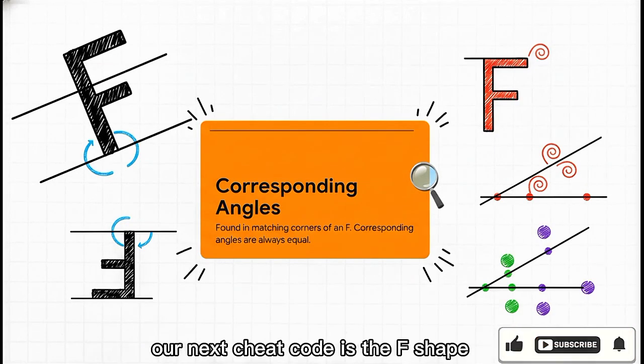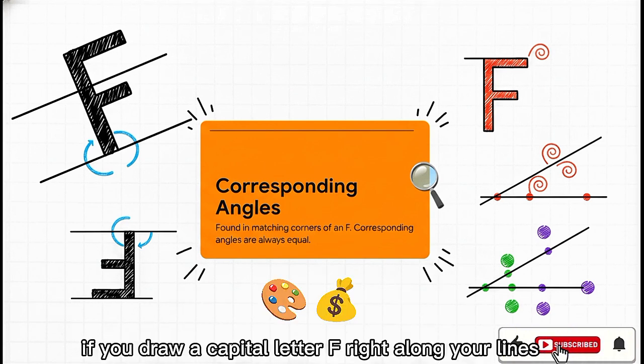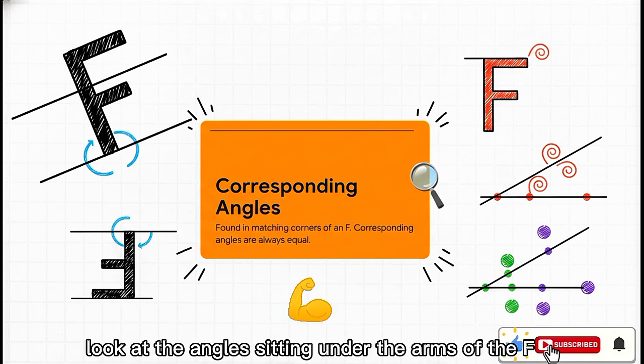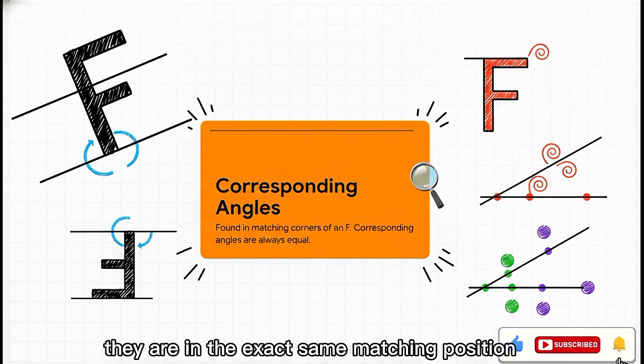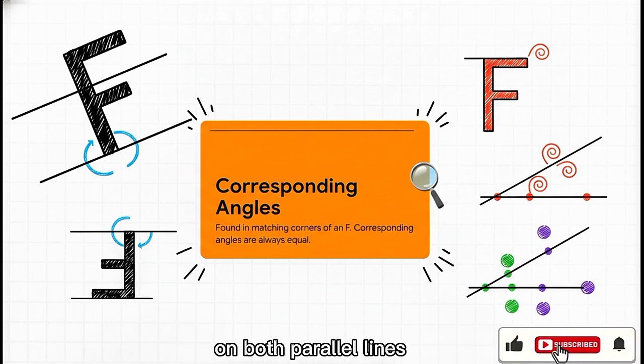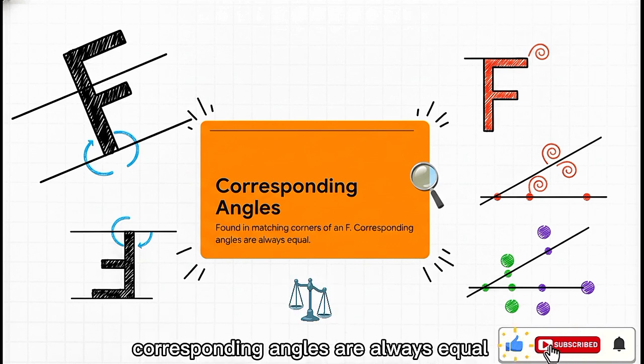Our next cheat code is the F shape for corresponding angles. If you draw a capital letter F right along your lines, look at the angles sitting under the arms of the F. They are in the exact same matching position on both parallel lines. The rule here, you guessed it, corresponding angles are always equal.